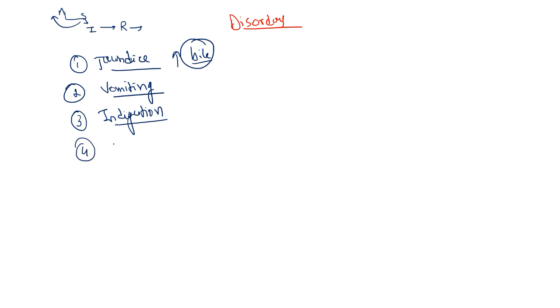Okay. What else? Constipation. What is constipation? Feces are retained in the colon and are not coming out as often as required. Irregular bowel movement, that is constipation. The opposite of that, diarrhea.